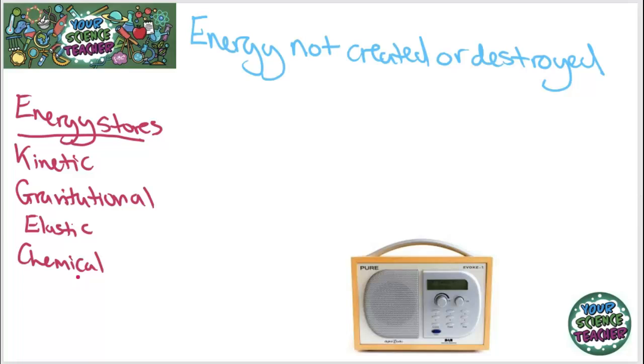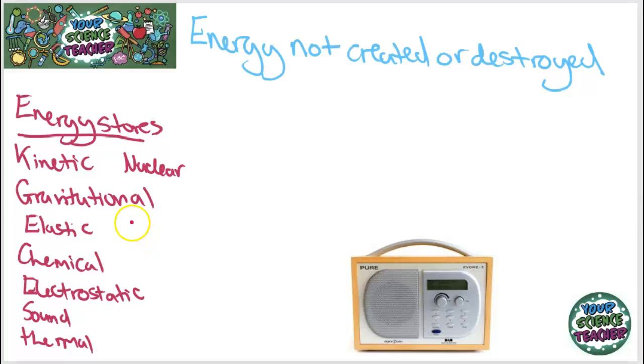That's a chemical energy. Another type of energy is electrostatic. This is the force of attraction or repulsion between charged objects. We can also have sound energy, thermal energy, which is obviously heat, and we can have nuclear energy as well. But perhaps the most important one that we're going to look at is electrical energy. That'll come up a lot in physics.